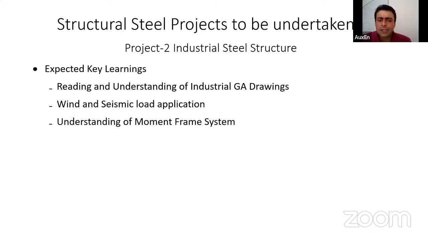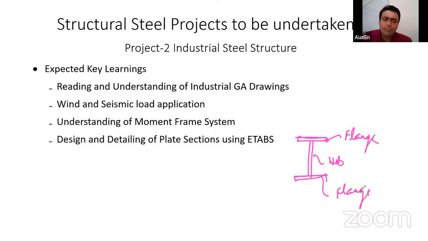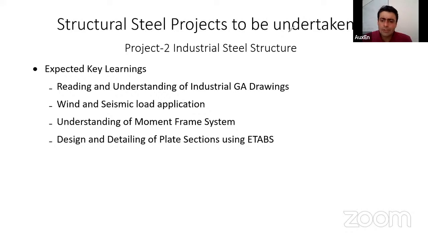Plus, this structure will be designed as a moment frame system with use of some bracings. So through this project, we will understand the design and detailing of a moment frame system. Mainly the sections involved would be three plate sections. Three plate section means plate girder, so there will be one flange, one web and one flange. We would be designing and understanding the process of doing three plate sections. Mainly the sections will be built-up plate sections. So through this project, we will learn the design and detailing of plate sections using ETABS, as I explained.